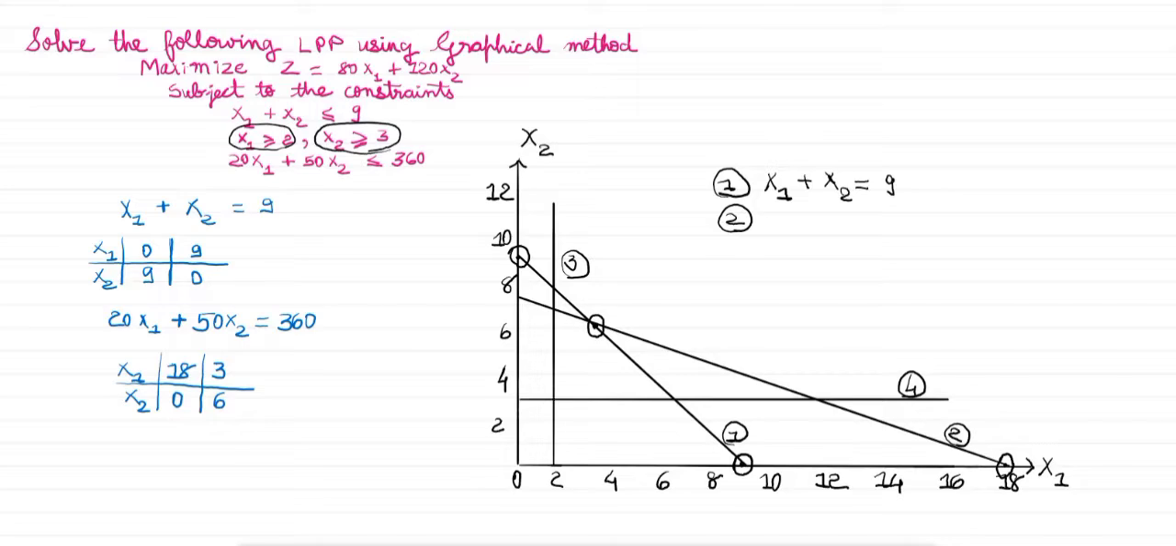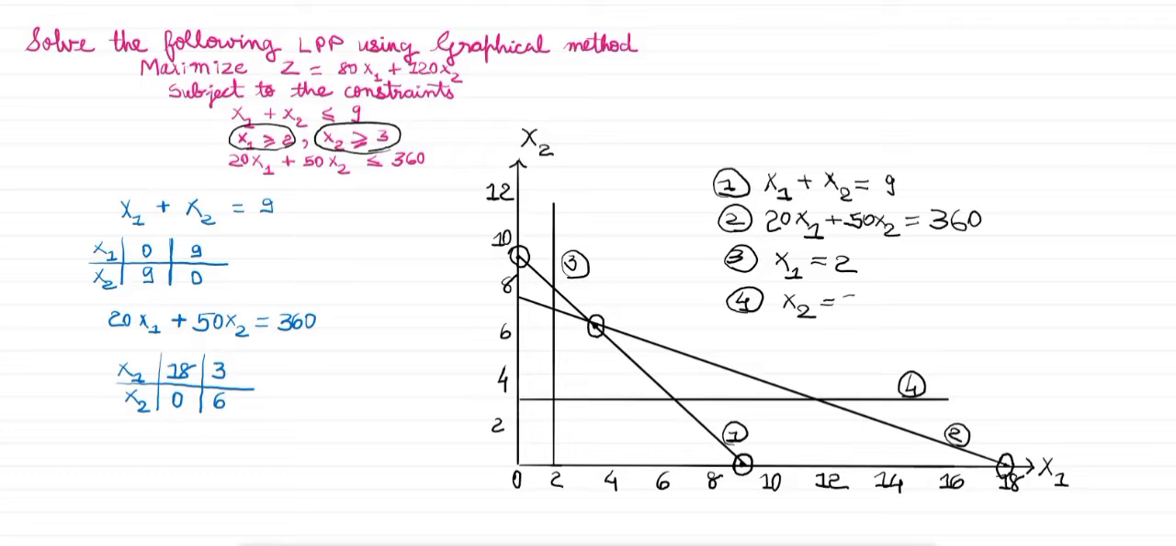Then 3 will represent x1 is equal to 2. And fourth is for x2 is equal to 3.